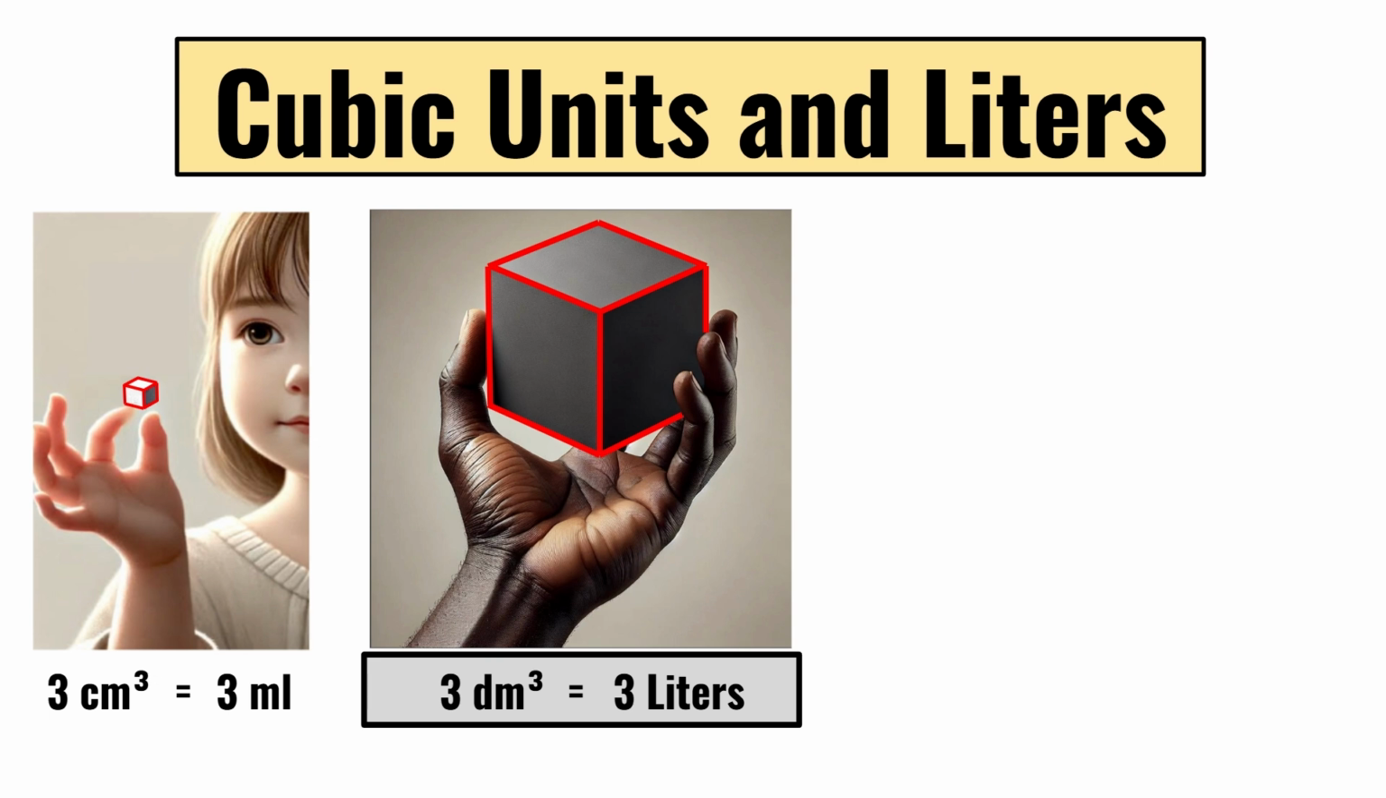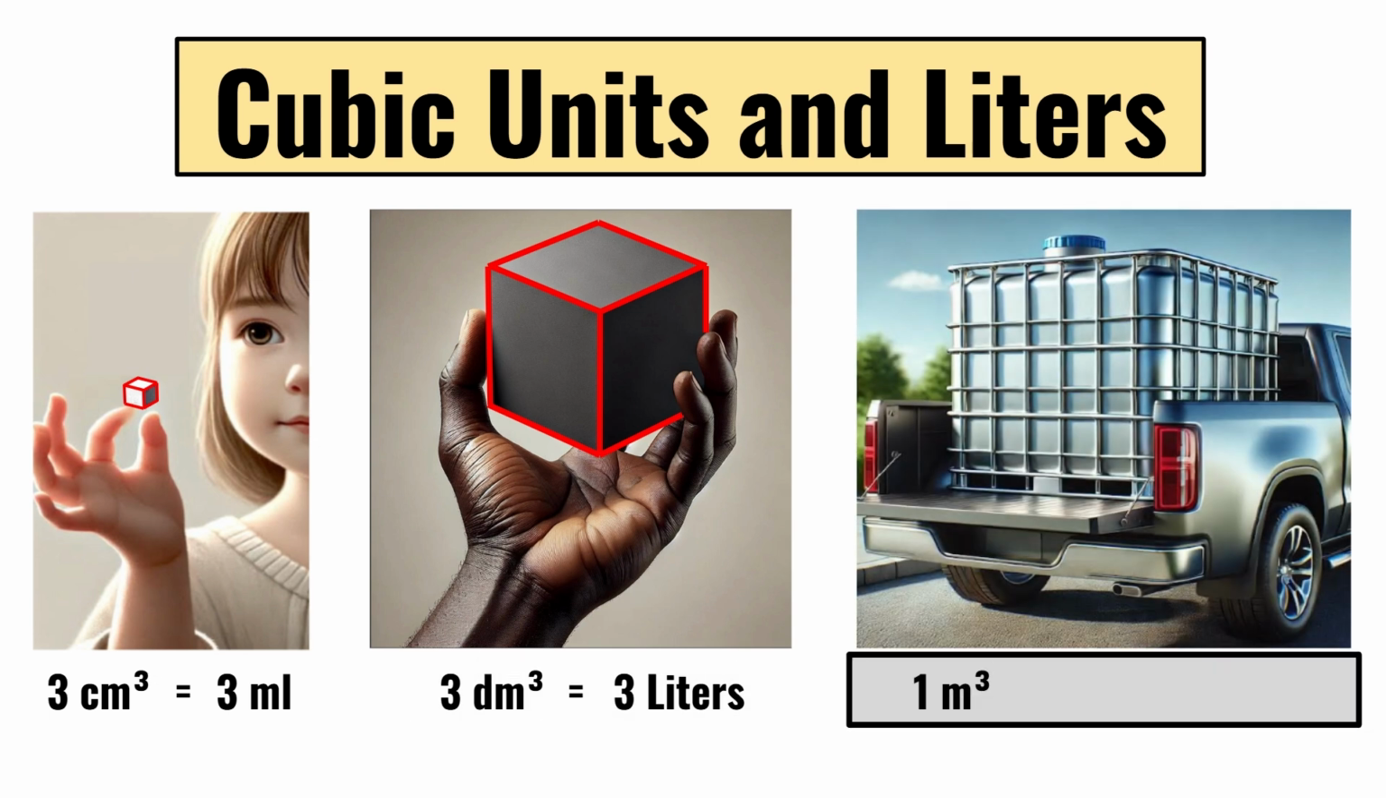The third key fact is that 1 meter cubed is equal to 1,000 liters. This means that a cubic meter can hold 1,000 liters. So when converting from cubic meters to liters, you simply multiply by 1,000. Therefore, 2 meters cubed equals 2,000 liters, 3 meters cubed equals 3,000 liters, and so on.